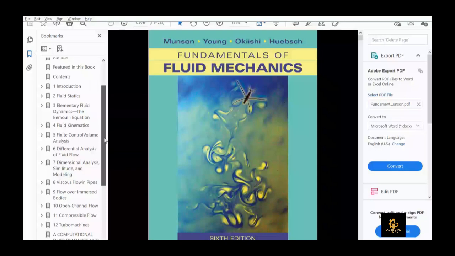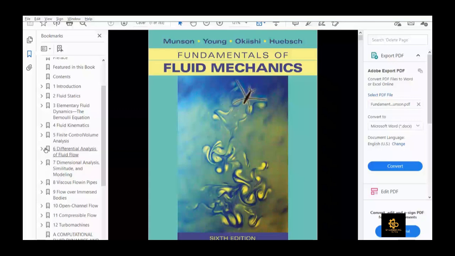Chapter 6 is the differential analysis of fluid flow. Up till now we have covered inviscid flows, in which there was no friction involved. Now we are going to include the contribution of friction within the flow, because we know that the viscosity of a fluid is the resistance to flow. In differential analysis we can do very detailed analysis of a flow field, because in the finite control volume approach we are only concerned about the inflow and outflow at the boundary, but in differential analysis we are going to discuss the detailed flow field.